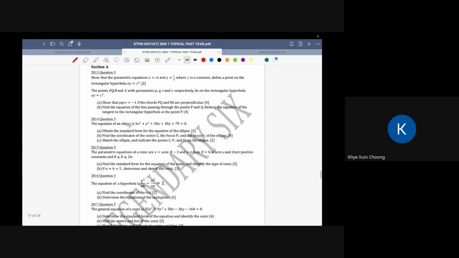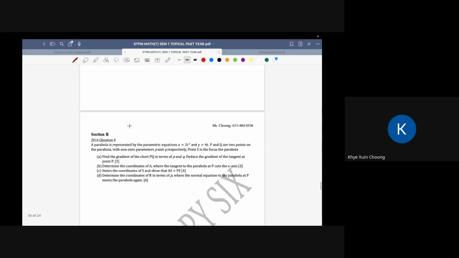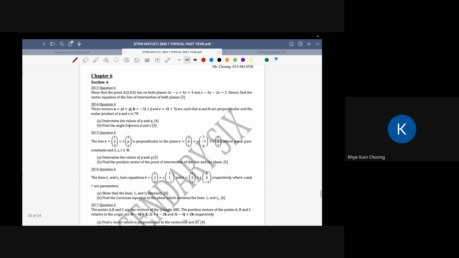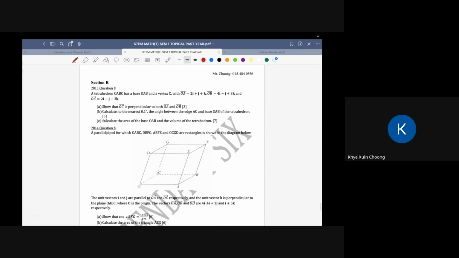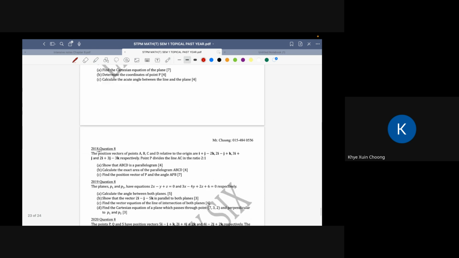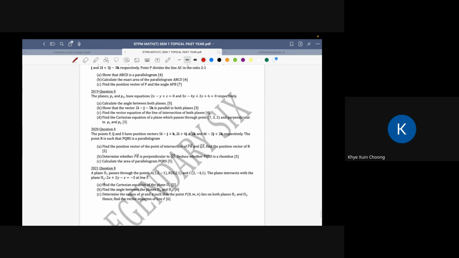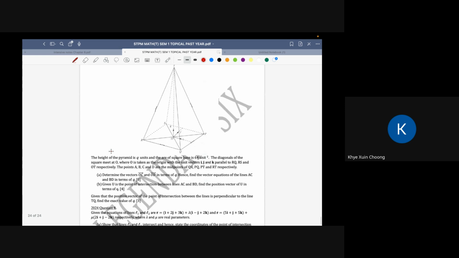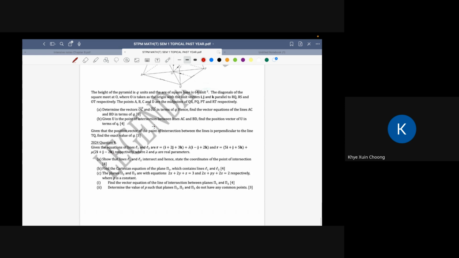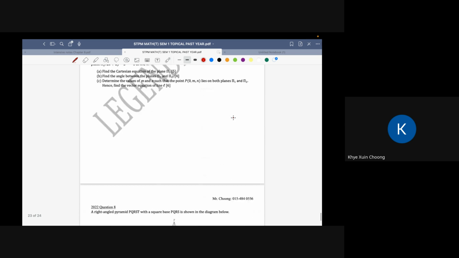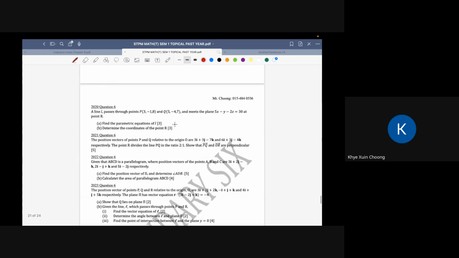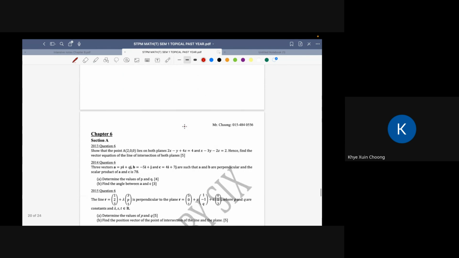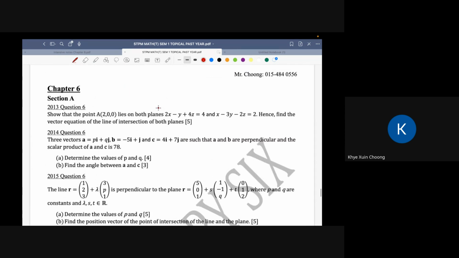Then for question 8, mostly it comes out from chapter 6, vector. If you check, there are actually 1, 2, 3, 4, 5, 6, 7, 8, 9. 9 out of 12 questions come out from chapter 6. So by this, we know that chapter 6 is a very important chapter. And comparing chapter 1 and chapter 6, chapter 6 is actually more important.